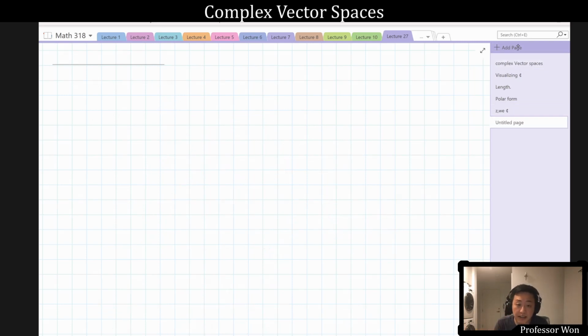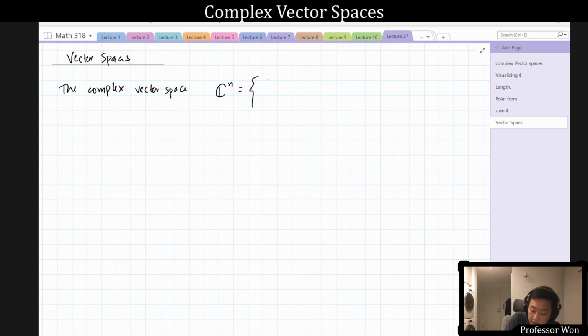So the first one to define is, of course, Cn. So now, vector spaces. The complex vector space Cn is just the set of all n-tuples of complex numbers. It's the usual thing. A vector is just a collection of elements from your field. In this case, we're allowing complex numbers.